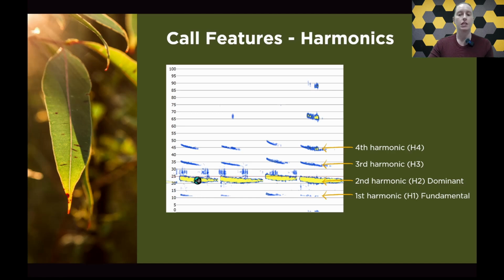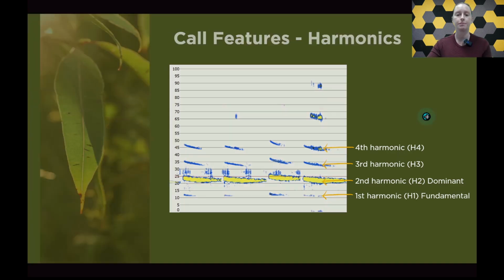Then we've got our second harmonic. In this species, the second harmonic is the dominant one. This is the one that it puts all of the power into. Then you've got third, fourth, sometimes you can even get more. So sometimes species will use the second harmonic as their dominant harmonic, and other species will use the fundamental harmonic as their dominant harmonic. So harmonics can be diagnostic of both family and species in some cases.